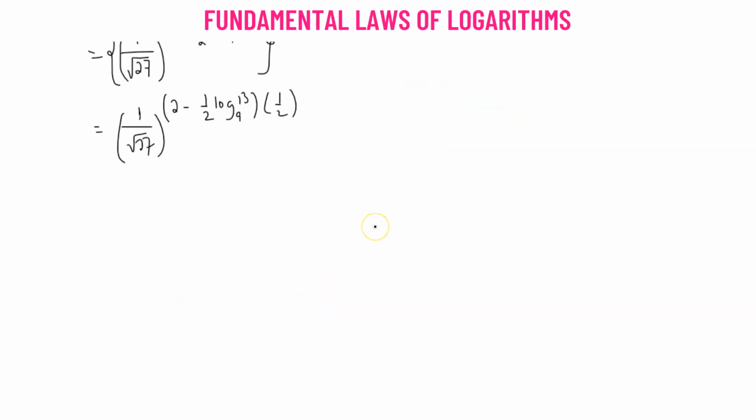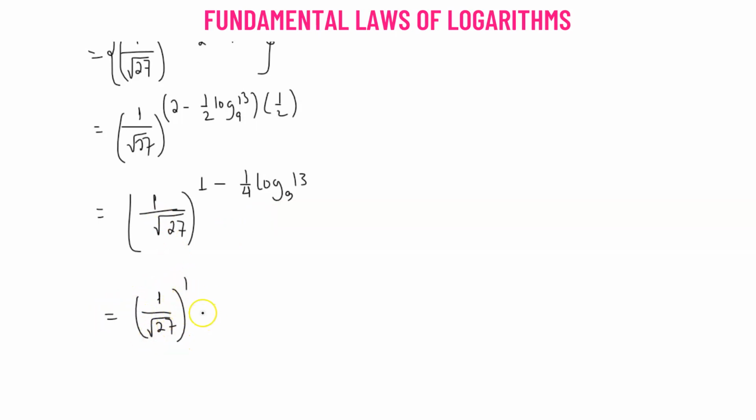So this will give us 1 over square root of 27 whole raised to the power of, so we have 2 times half, so that will be 1, minus 1/2 multiplied to 1/2 will be 1/4. So we have 1/4 log of 13 with a base of 9. Right. Now we can further simplify it as 1 over square root of 27 raised to the power of 1 multiplied to 1 over square root of 27 raised to the power of negative 1/4 log of 13 with a base of 9.